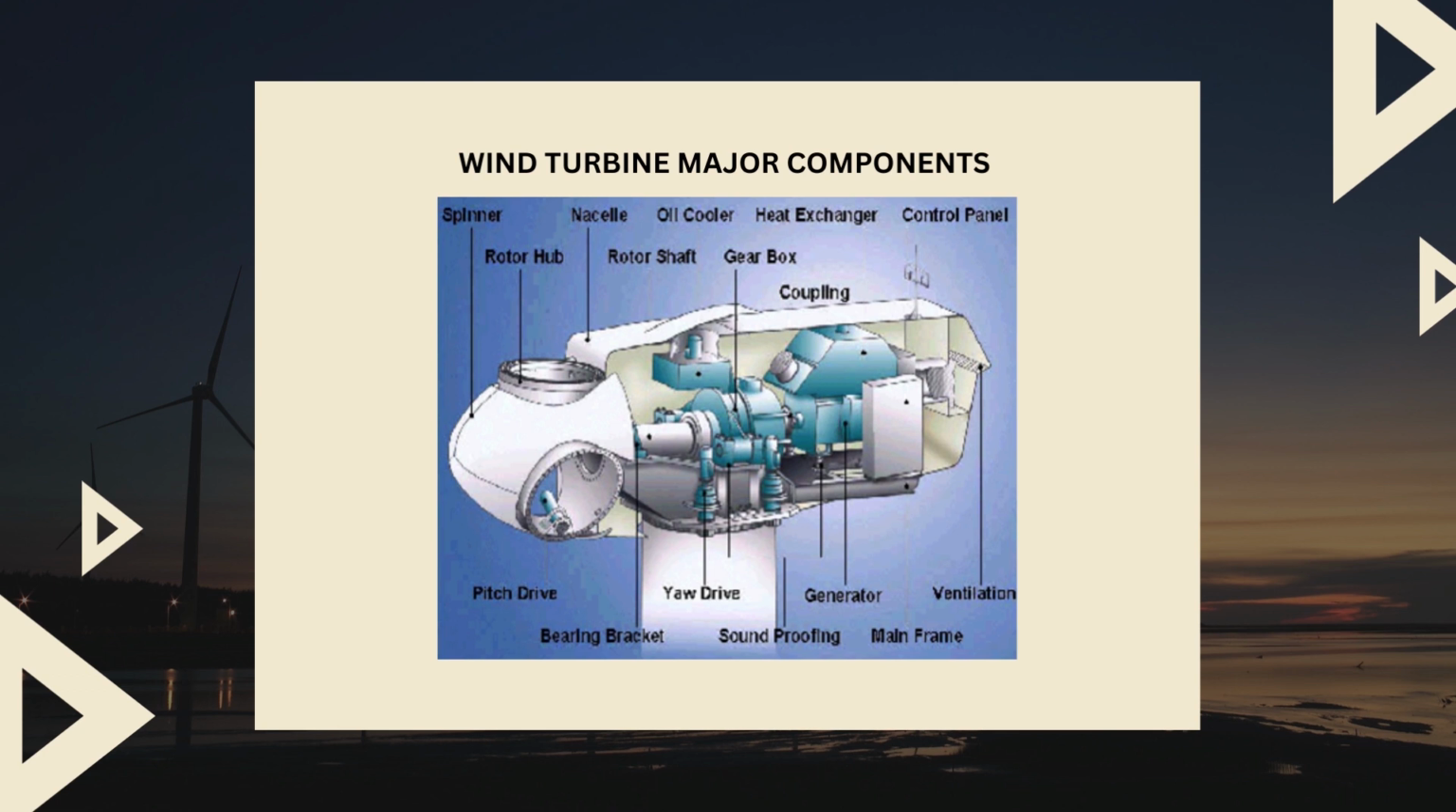Pitch: blades are turned or pitched to control the rotor speed. Next one is brake. Brakes are used to stop the rotor in emergencies. Here you can see in the animation the complete working of the wind turbine components.